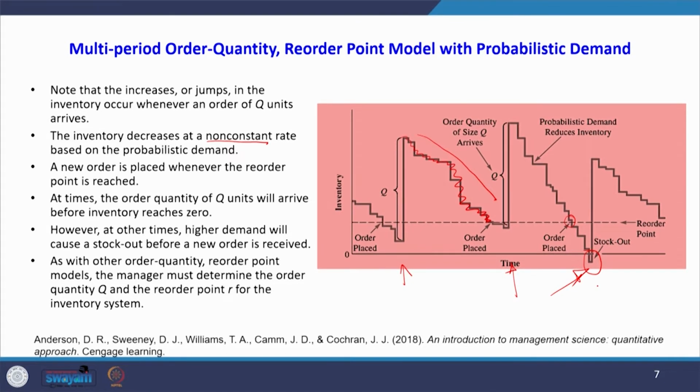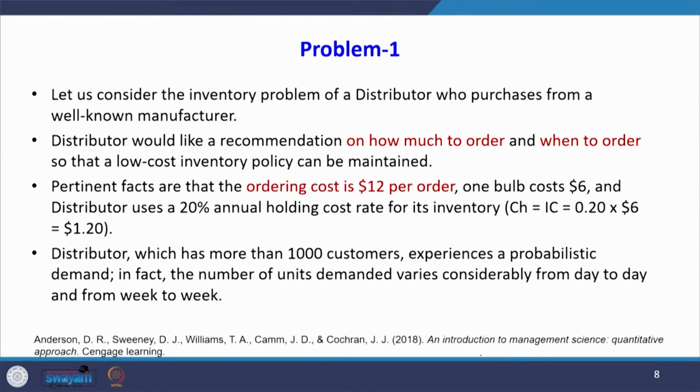As with other order quantity reorder point models, the manager must determine the order quantity Q and the order point, that is the reorder point R, for the inventory system. So, here also we have to specify the reorder point. Remember, in the newsboy problem we did not discuss the reorder point because that model is single period. So, here we need to specify the reorder point for the probabilistic demand.